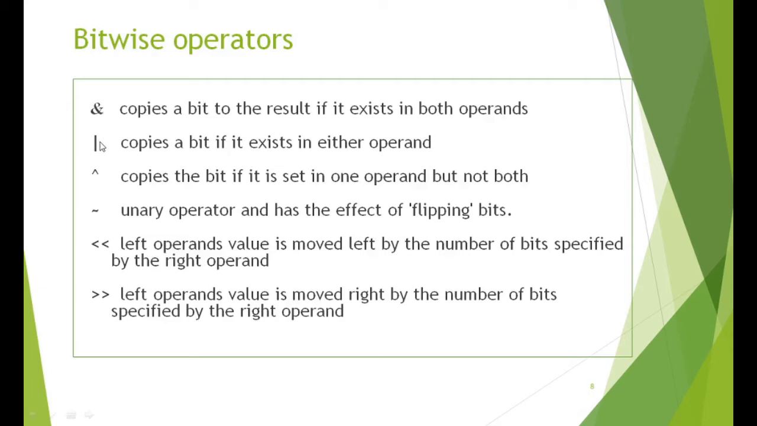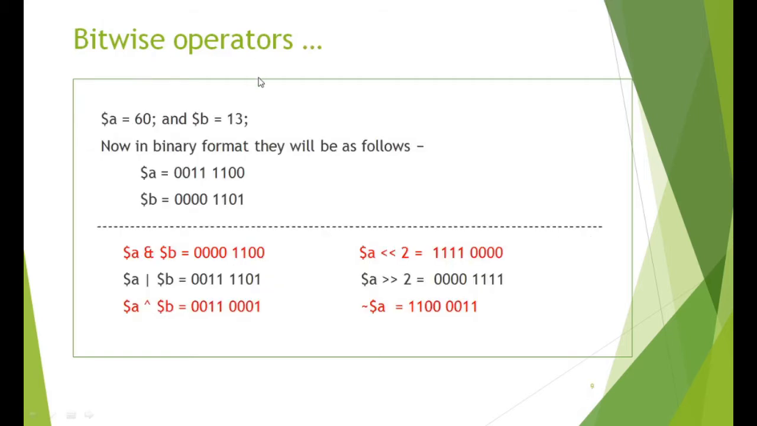And, or, exclusive or, negation, shift left, and shift right. These are all the bitwise operators used in Perl. Here you can see that I have given an example. A is equal to 60, B is equal to 13. So the binary format is given here.